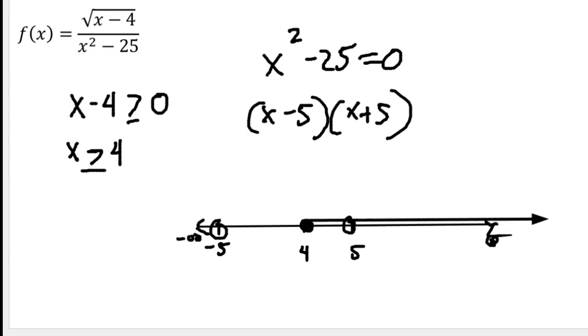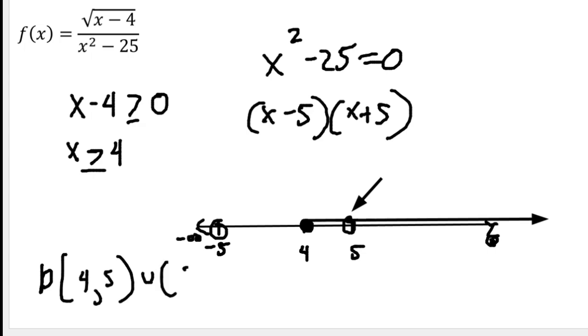So I'm going to shade it. That's going to be here. So for the domain, we're going to include 4 here, so we should be using a bracket. So it's 4 to 5, union 5 to infinity. So this is the domain for this one.